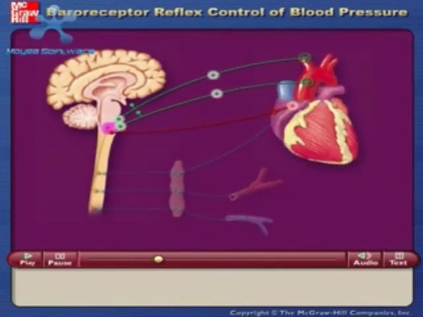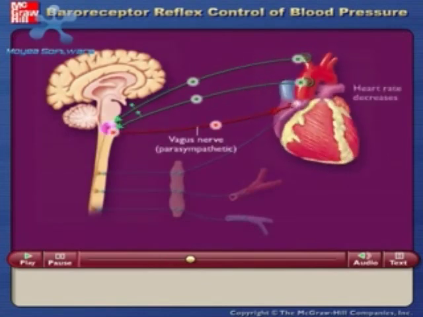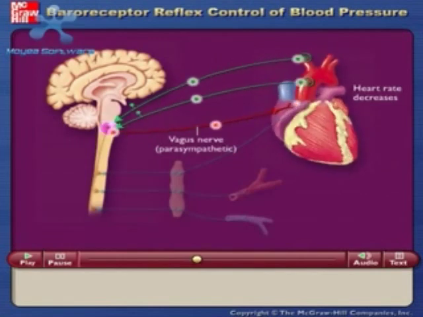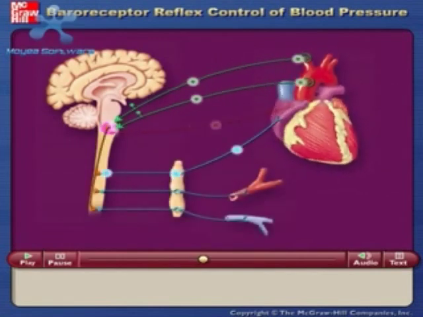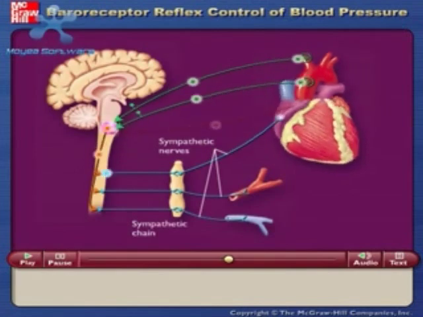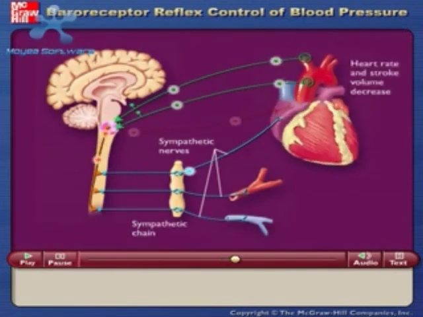As a result of increased stimulation from the baroreceptors, the cardioregulatory center increases parasympathetic stimulation to the heart, which decreases the heart rate. Also, as a result of the increased stimulation from the baroreceptors, the cardiovascular center decreases sympathetic stimulation to the heart, which decreases heart rate and stroke volume.